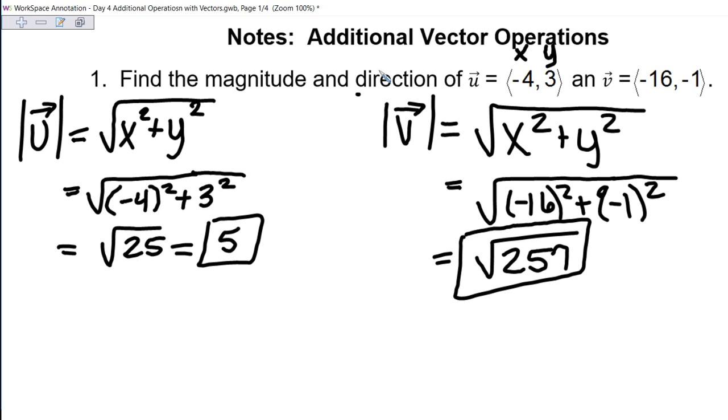Now, for this problem, when we're looking for the direction, we're really looking for theta in standard position. So standard position means the initial side is on the positive x-axis. The terminal side is wherever the vector is placed. So the first thing we need to do is go ahead and draw a diagram so it's more clear of what I just said.